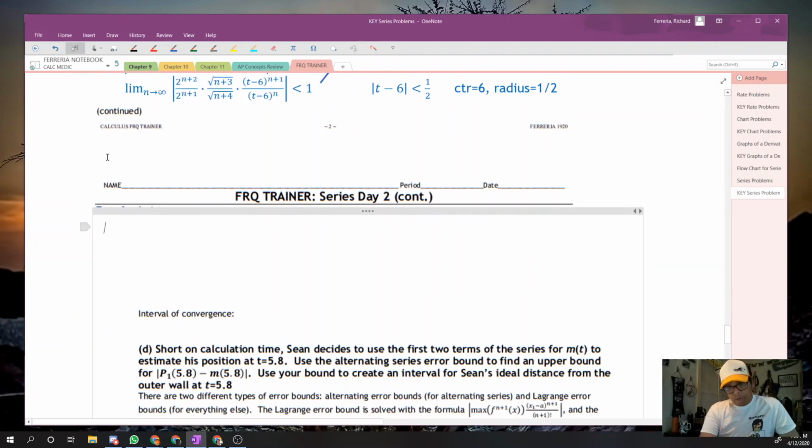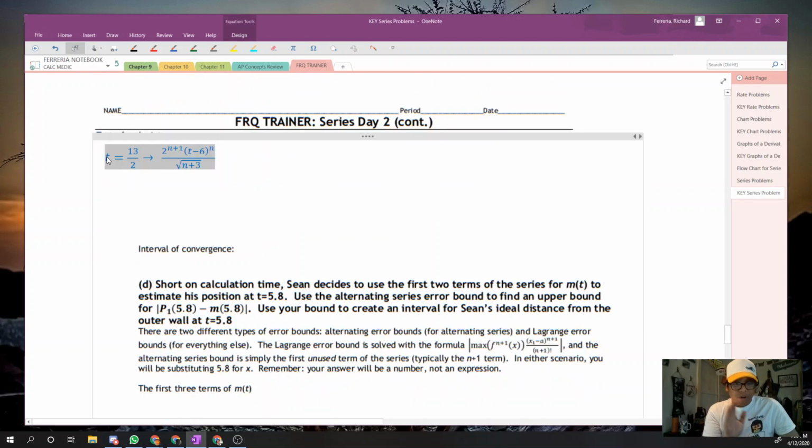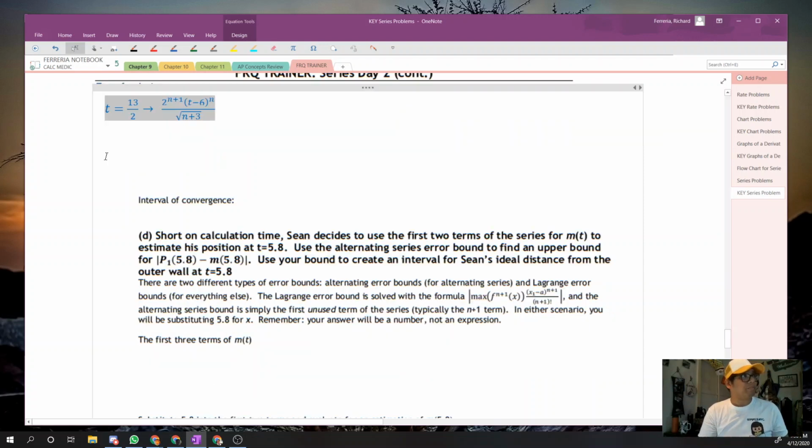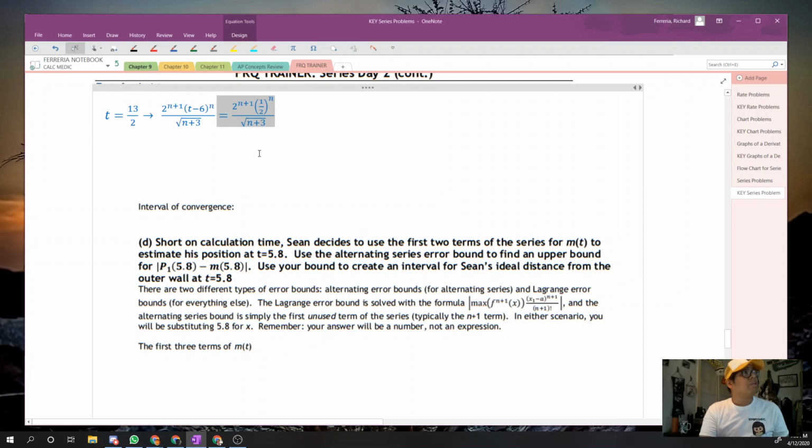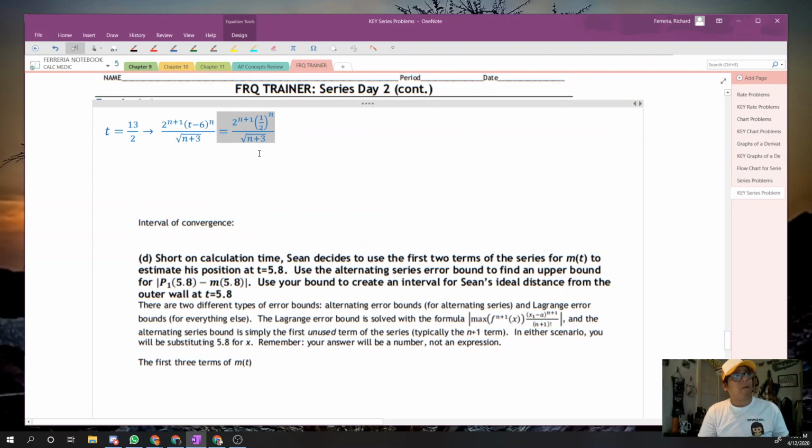So we're going to do endpoint convergence, starting with 13 halves. When you substitute t equals 13 halves into the series, you're going to produce 2 to the n plus 1 multiplied by 1/2 to the n over root n plus 3. Now 2 to the n plus 1 is the same thing as 2 to the n times 2.